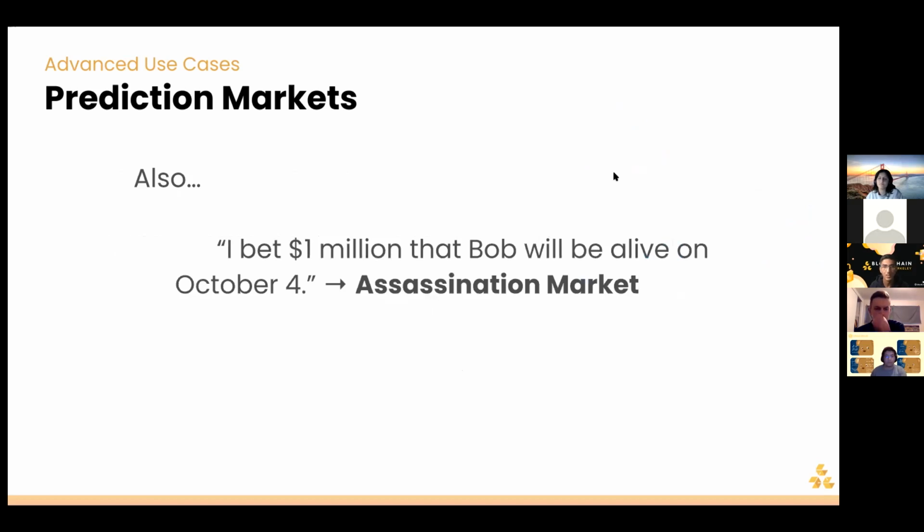So I bet $1 million that Bob will be dead or alive on October 4th. This could create an assassination market. And that's kind of scary to some people. So this is another reason why crypto and blockchain are scary to many people, because of these kind of fundamental shifts that take us away from what we consider to be a secure, quote unquote, secure state.